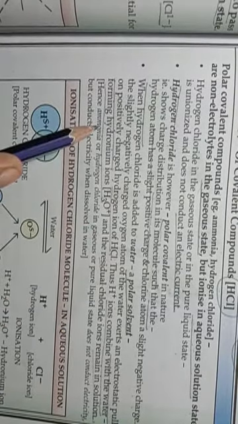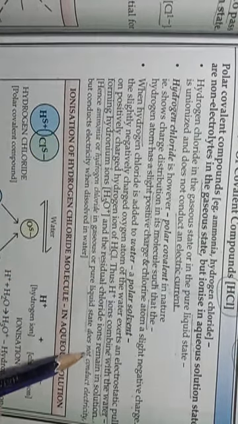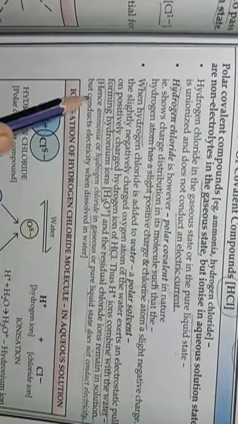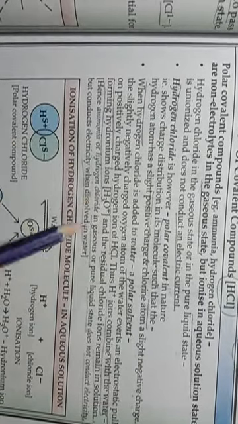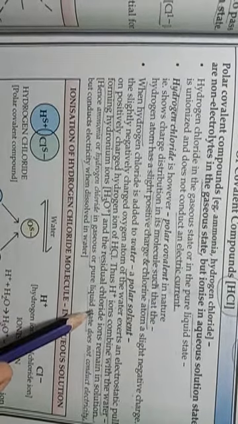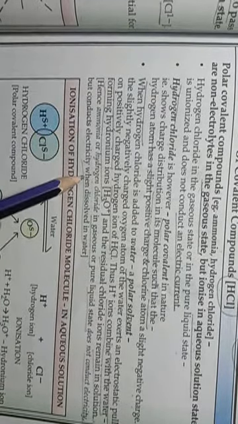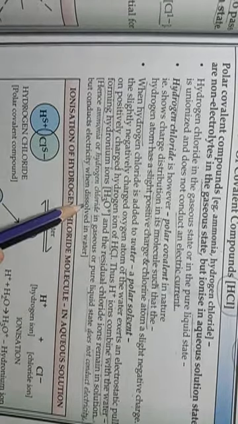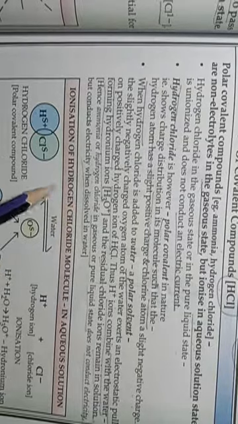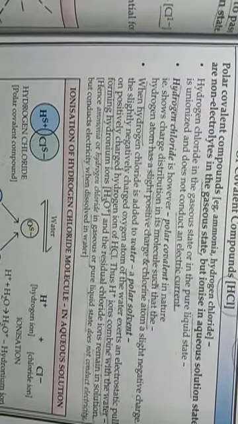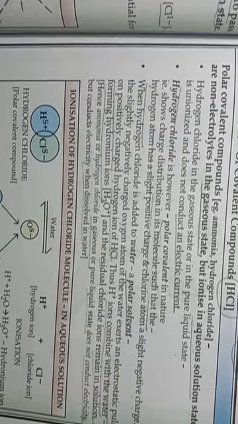Hence ammonia or hydrogen chloride in the gaseous or pure liquid state does not conduct electricity but conducts electricity when dissolved in water. So in the gaseous state they exist as covalent molecules, but in the aqueous state these polar molecules are converted into ions. So due to the presence of ions in the aqueous state, ammonia and HCl, which are polar covalent compounds, are conductors of electricity.